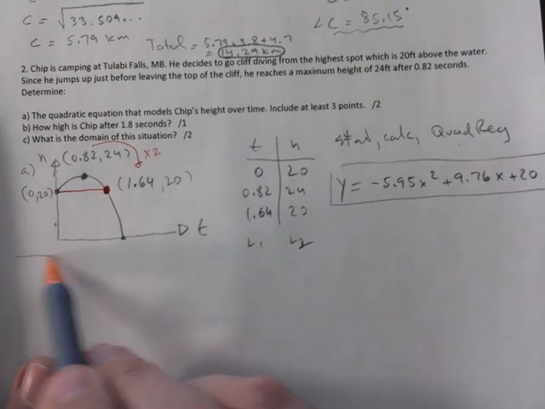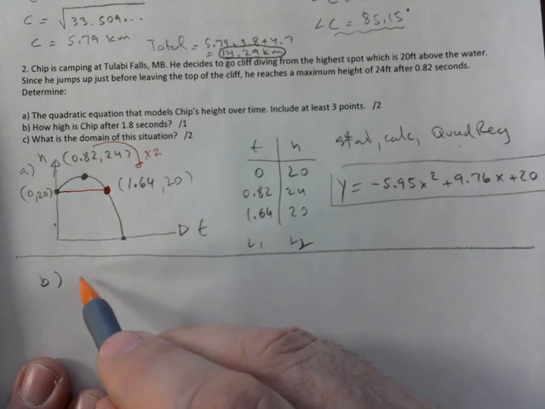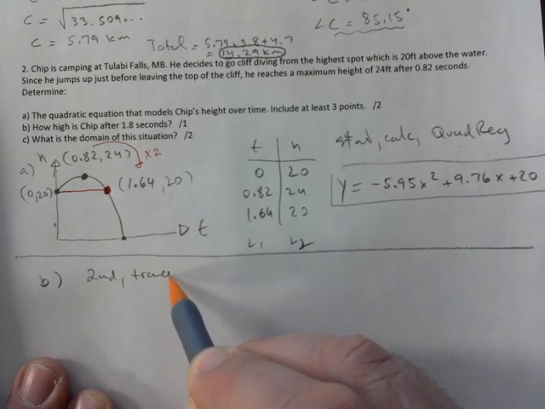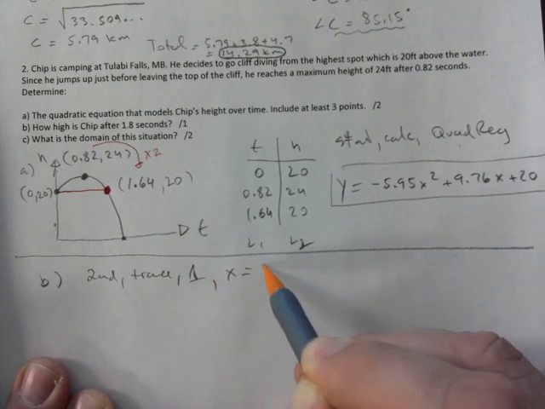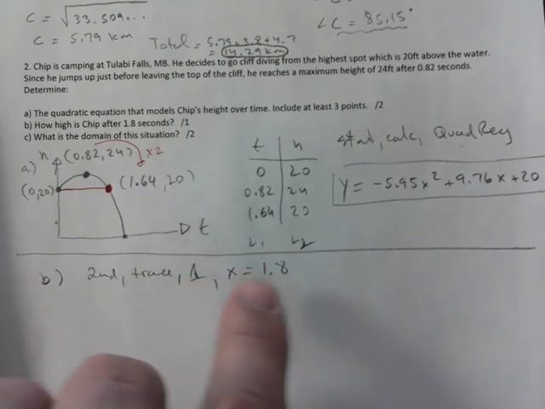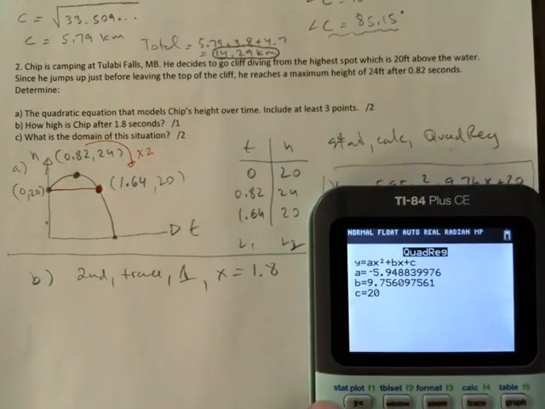So this is all A, right? We're done there. B, how high was Chip after 1.8 seconds? That's the X value that you're given. So we're going to go second trace 1 and let X, which is time, be 1.8. So let's see if we can graph this thing.